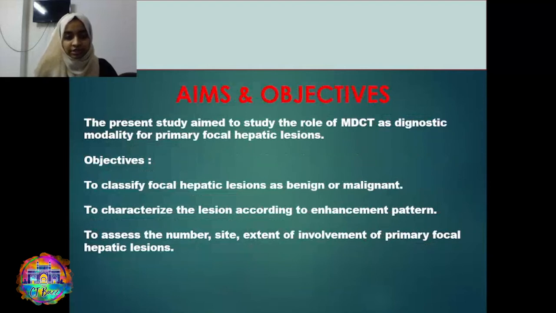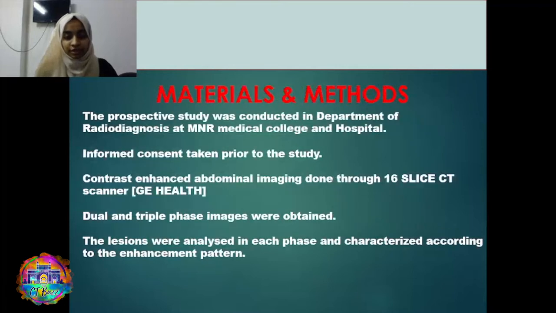The aim of the study is to study the role of multi-detector CT as a diagnostic modality for primary focal liver lesions. The objectives of the study are to classify the focal liver lesions into benign or malignant, to characterize the lesion according to the enhancement pattern, and to assess the number, site and extent of involvement of the primary focal liver lesions. Material and methods. This is a prospective study conducted at the radiology department in the MNR Medical College and Hospital.